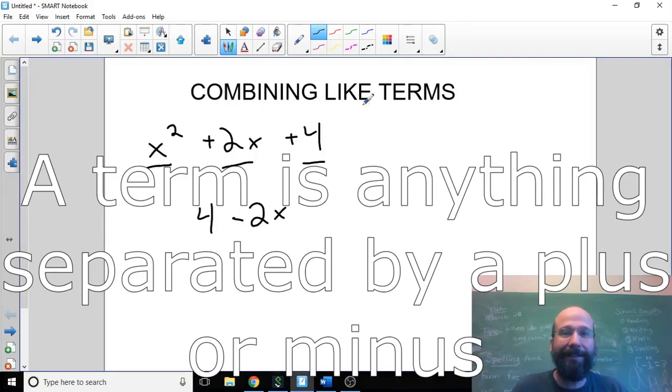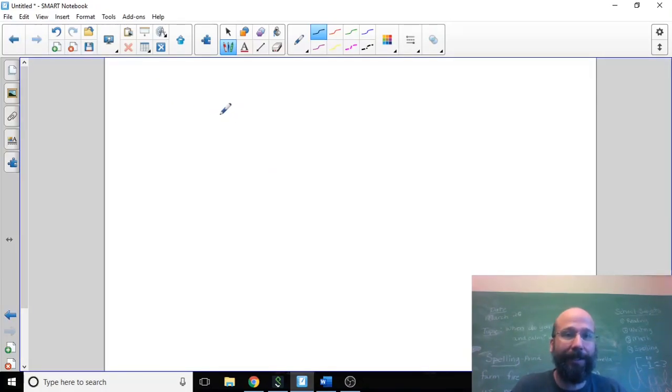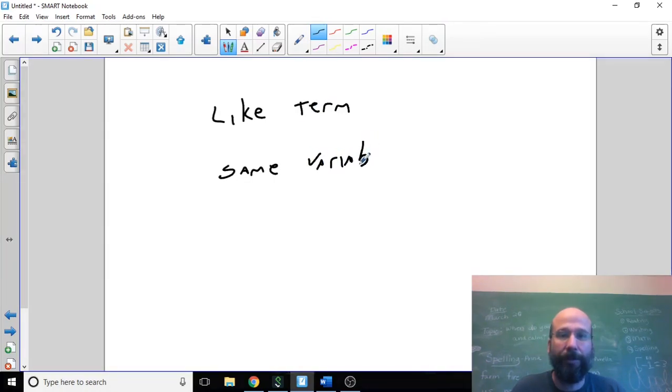What we're doing with combining like terms is we're determining if these terms are like or not, and if they are like, then we can add them or subtract them or whatever the case may be. So a like term has to be the same variable and the same exponent.